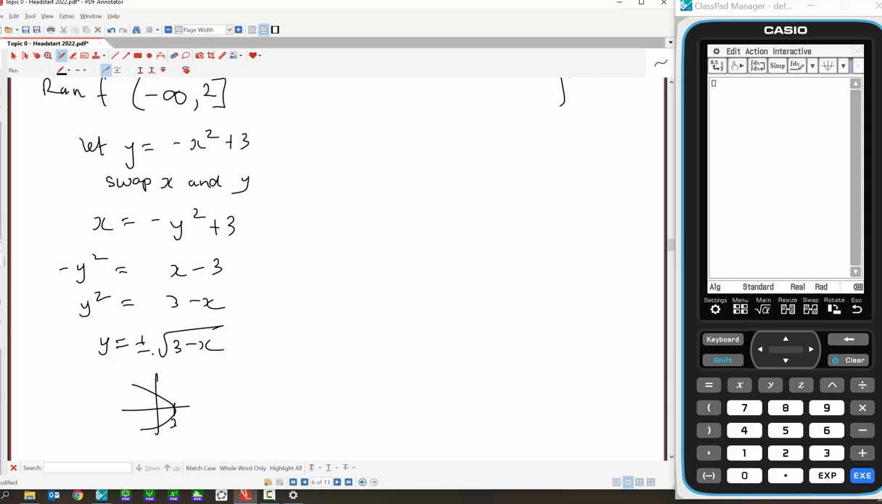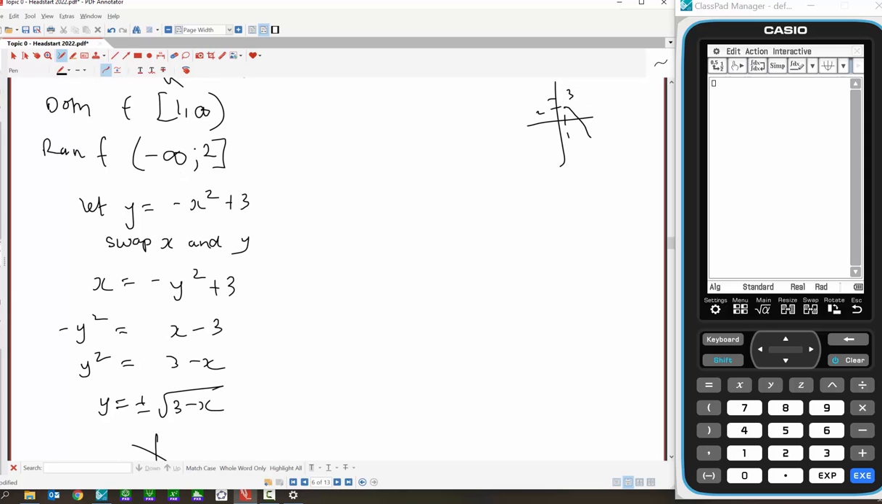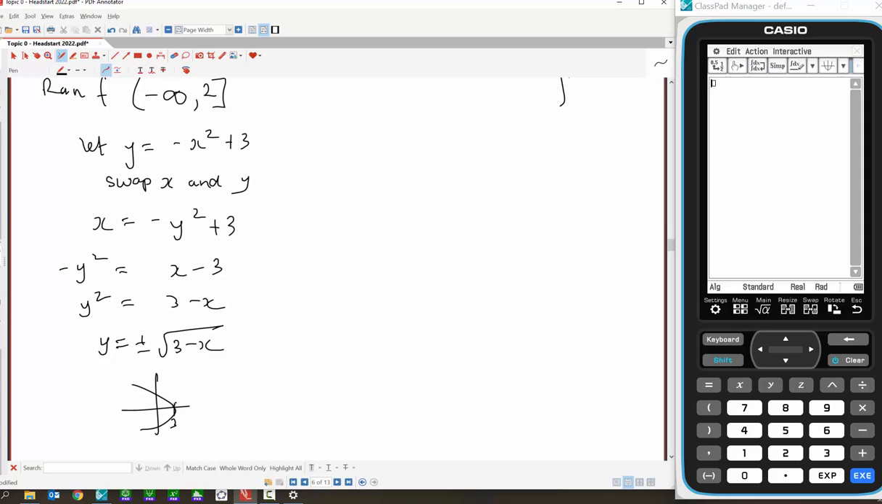So what we need to note is that we need to keep either the top half of the root or the bottom half of the root. Now, which one are we going to keep? What I know is that the range of the inverse will be 1 to positive infinity, which means that we're going to take the top half here.